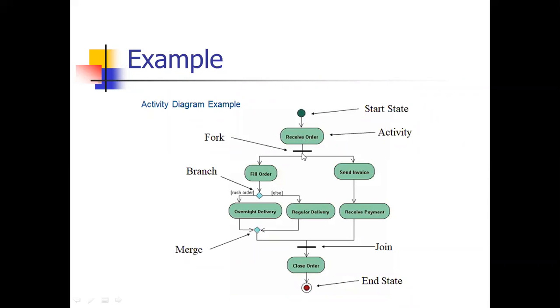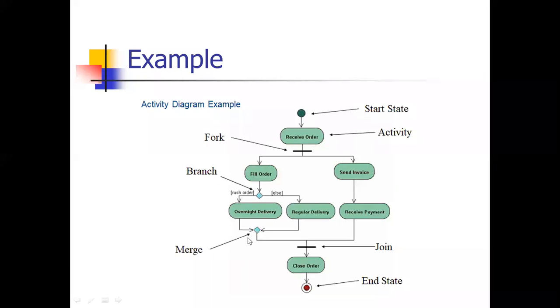That means it will create two sub activities for receive order: fill the order and send invoice. Okay, so this is the fork. This is the activity, this is the start state. And fill order, here you can see fill order is now branching. See the decision box: if that order is a rush order, then overnight delivery, or otherwise regular delivery.